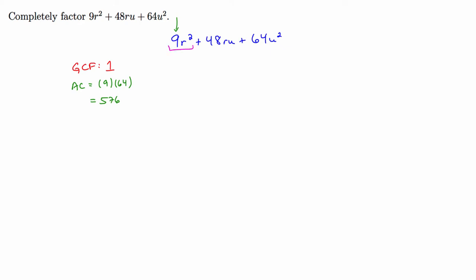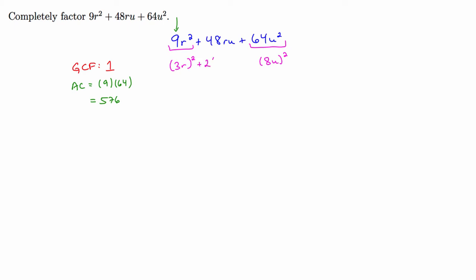We recognize that 9r squared is the same thing as (3r) quantity squared, and 64u squared is the same thing as (8u) quantity squared, because both the 9 and the 64 are perfect squares, and so are the r squared and the u squared. If we're able to apply this shortcut, this perfect square trinomial shortcut, we need to confirm that the middle term will actually fit the pattern.